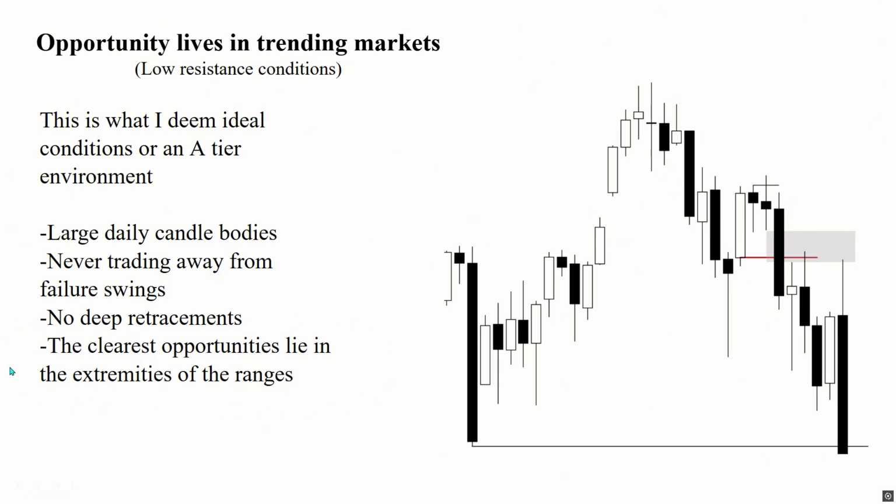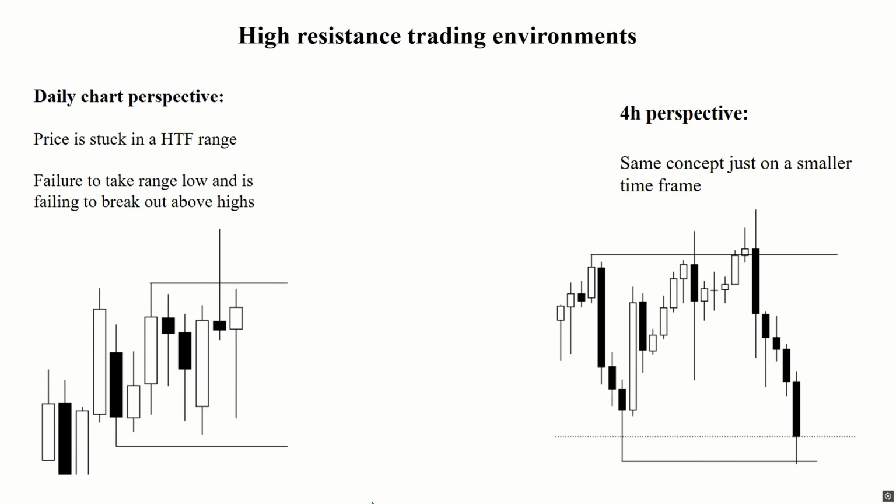And this is the most important part. The clearest opportunities lie in the extremities of the ranges, which is just your external ranges of liquidity. This is a daily perspective and a 4-hour perspective in a high resistance trading environment. On the daily chart, notice we are leaving failure swings. Price is in a higher time frame range, and it's failing to break out, and it's failing to choose a direction. Right? This is just a consolidation phase of price.